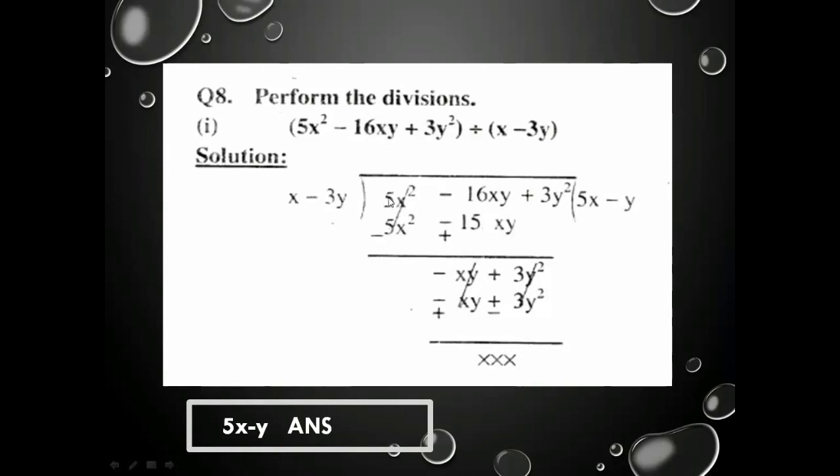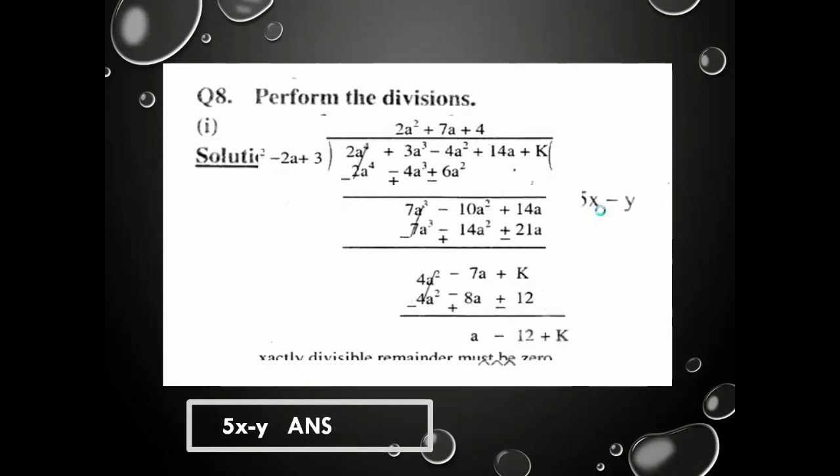Change the sign, cancel the first term, and from second column our answer is minus xy, and from third 3y square. Now minus xy is greater than x, so when we divide them we get quotient minus y, which will multiply by all, giving answer minus xy plus 3y square. Change the sign and getting result 0. So the answer from here is 5x square minus y.